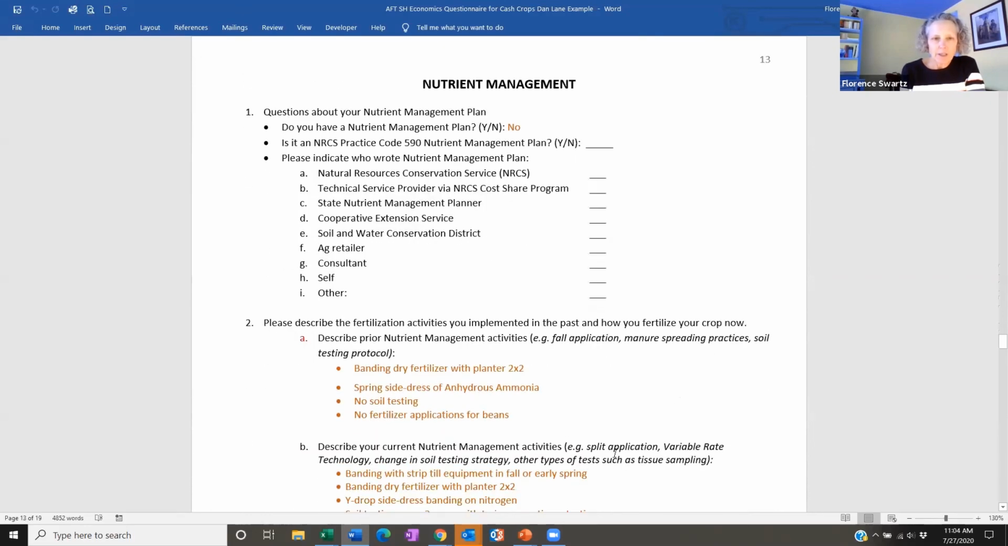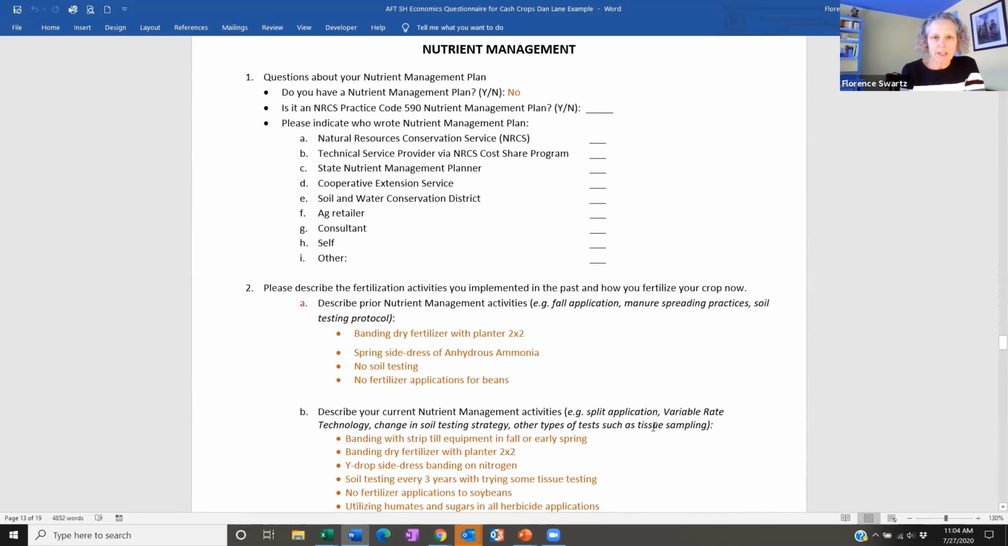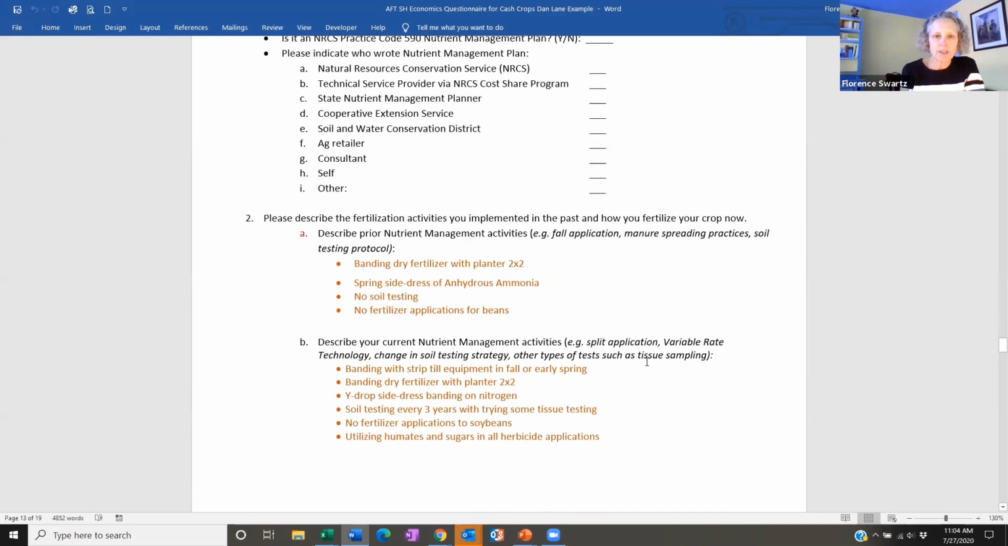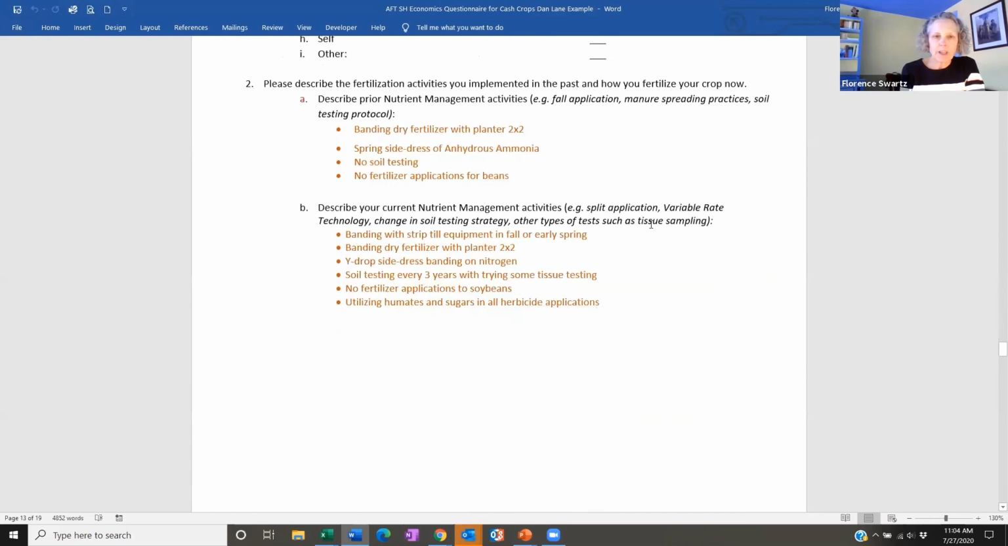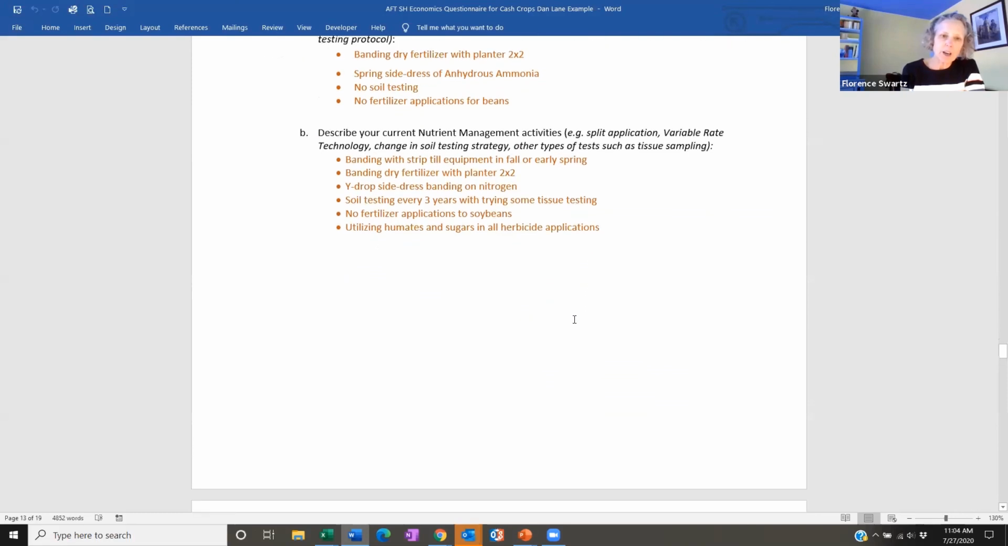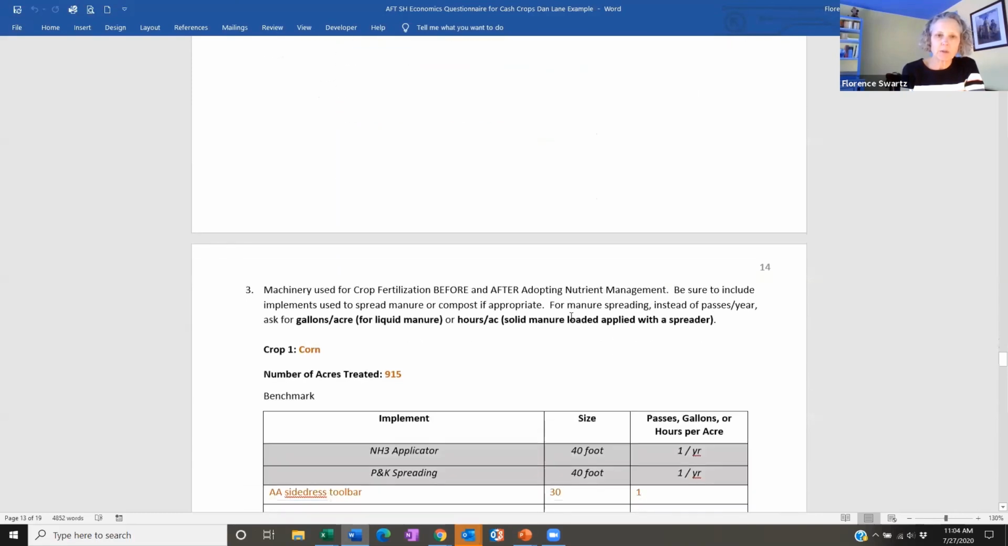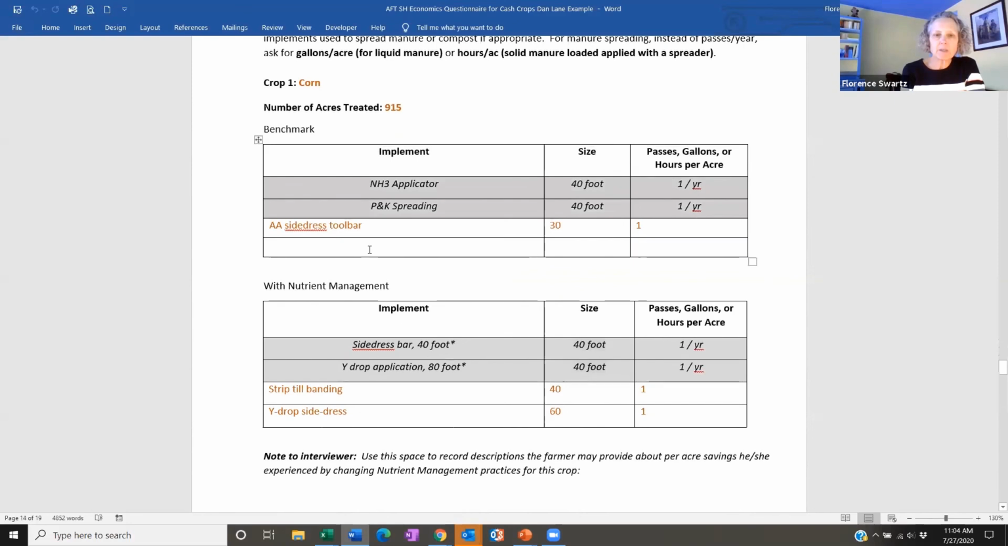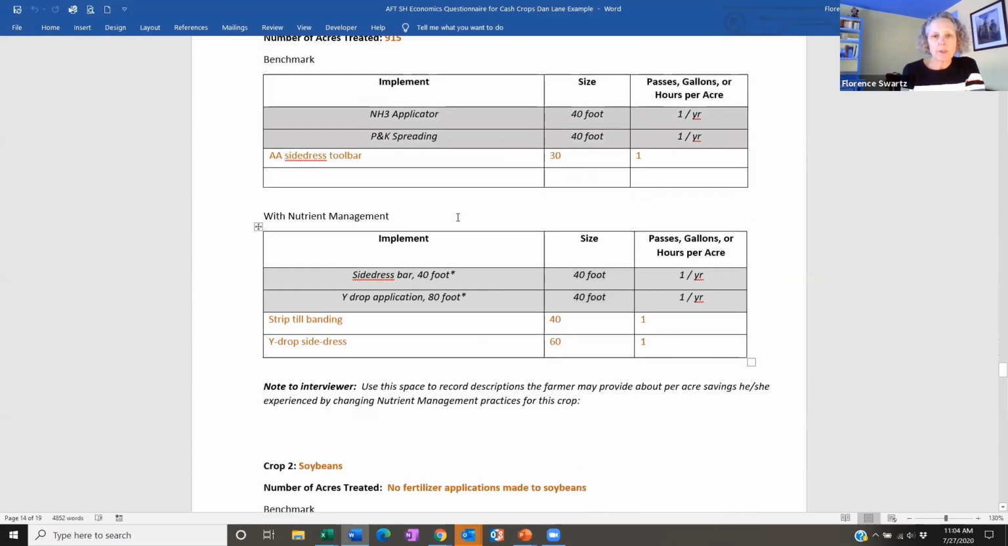Nutrient management, we have a few questions here at the beginning having to do with the nutrient management plan. This information is really more for the case study itself. It doesn't factor into the economic analysis. We ask about what they were doing before for nutrient management. What are they doing now? Again, more descriptions that can go into the case study. Then we get into what's very similar to the tillage tab, where we have before and after implement usage having to do with nutrient management.